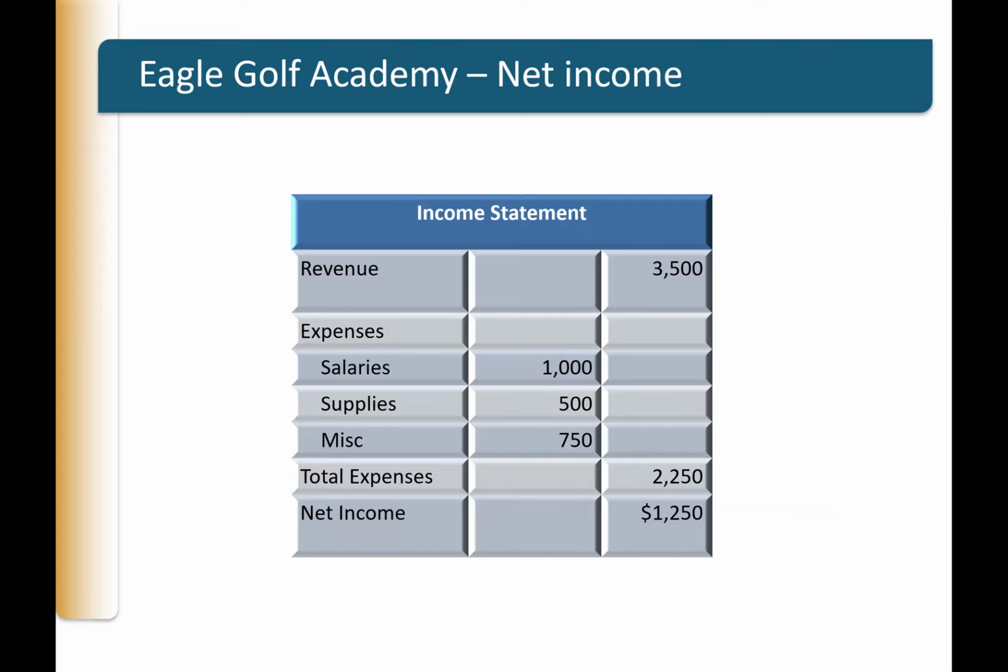Here you see revenues of $3,500. And then there were expenses or costs to bring in those revenues, salaries of $1,000, supplies of $500, and miscellaneous expenses of $750. So our revenues are at $3,500. Our expenses totaled at $2,250. And our net income is $1,250. Does that make sense? Yep. Got it.